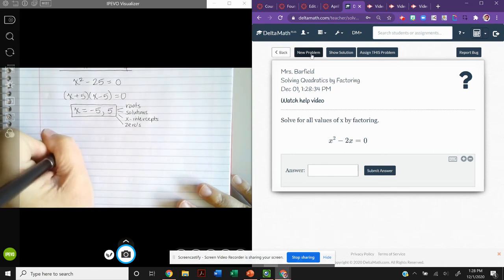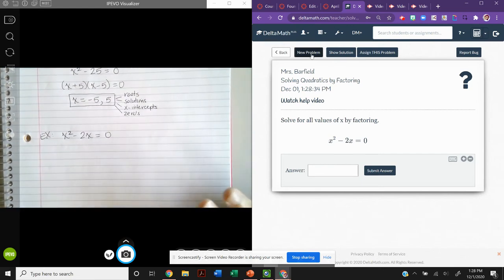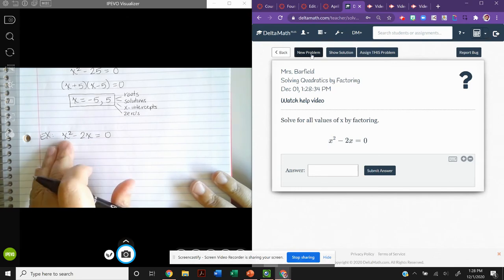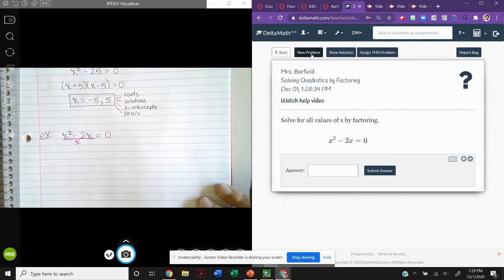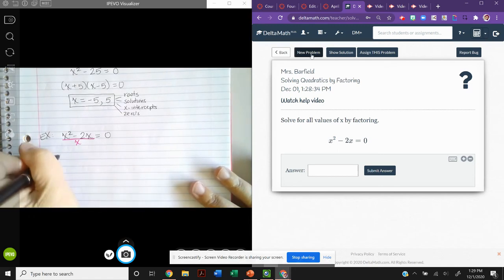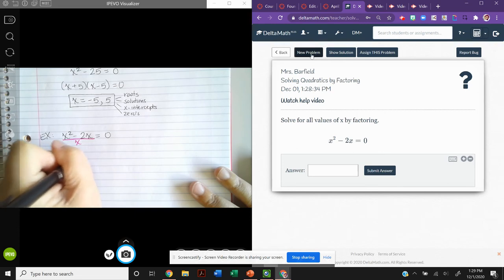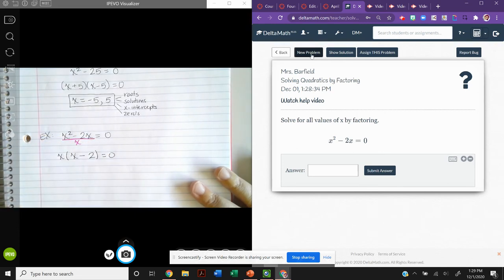x squared minus 2x equals 0. All right. So same thing. First question, is there a GCF? Well, yes, because if I look at both terms, each of them have an x. So that means I need to divide by x. 1 and 2 don't have anything in common that I need to factor out. So now I'm going to get x in the front, and then x minus 2, the x's here cancel, bring down the 2, equals 0.